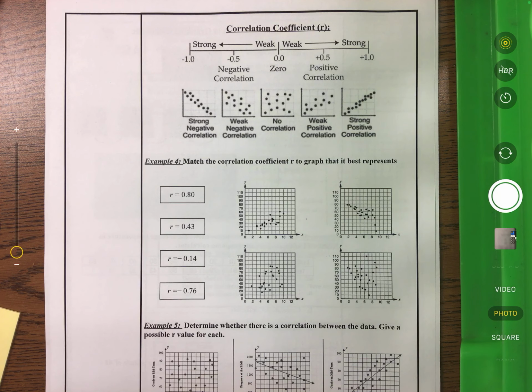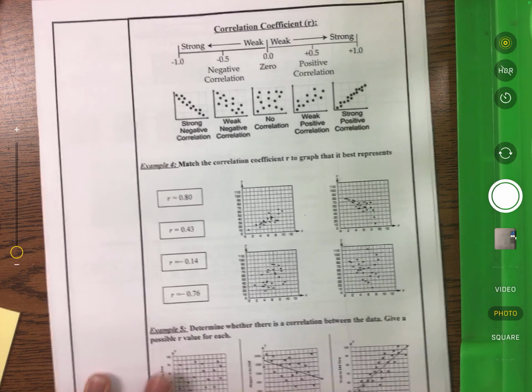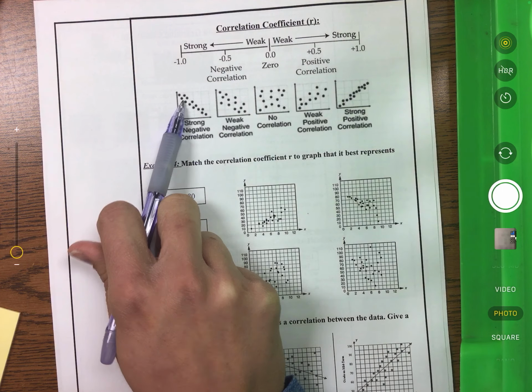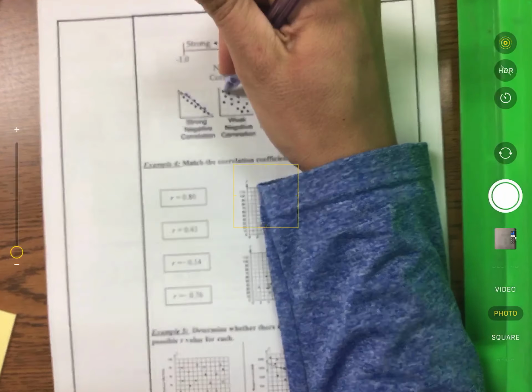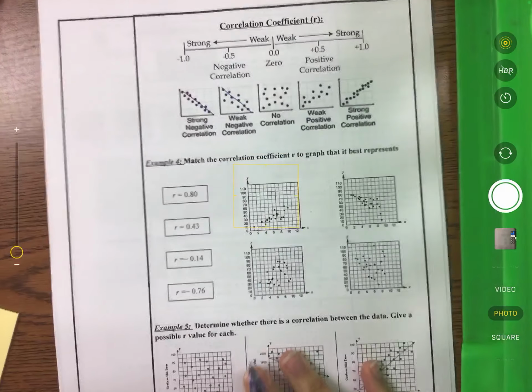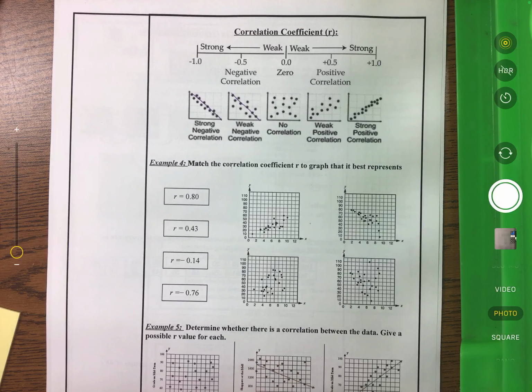Today we're talking about the correlation coefficient and how to find the line of best fit on a calculator. So first up, the correlation coefficient goes from -1 to +1. Over here you see strong negative correlation. Some points are pretty close together. And if points get a little more spread apart, then our correlation is not as close to -1.